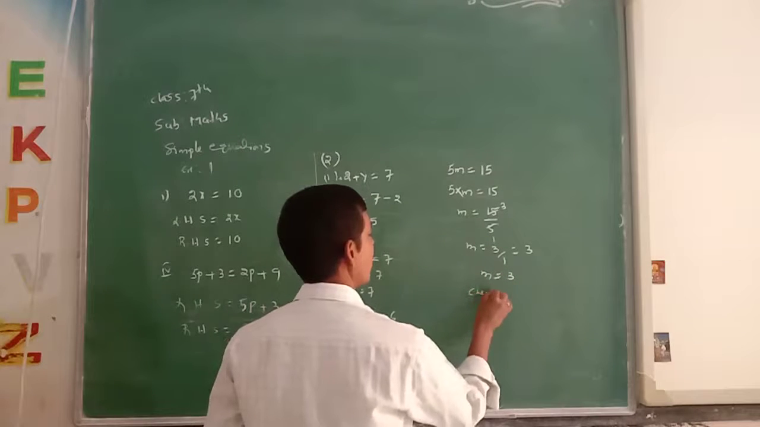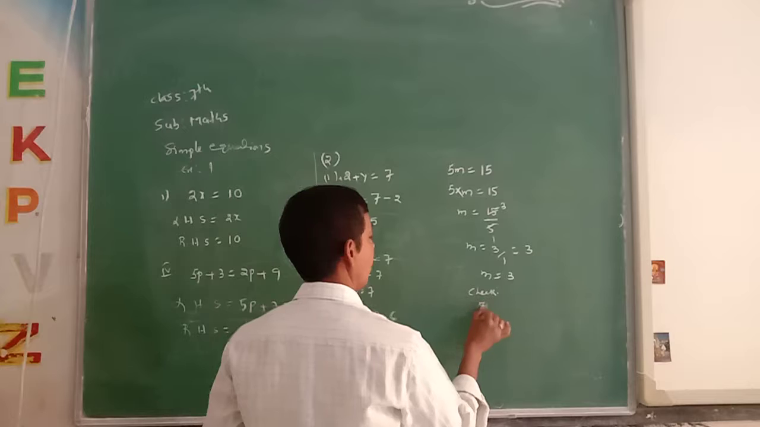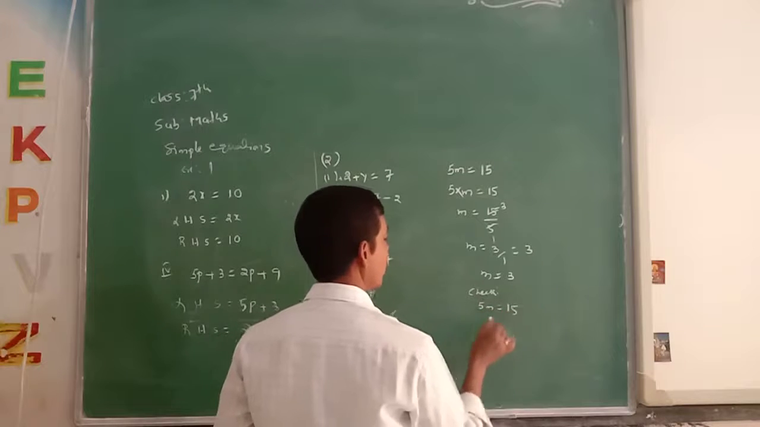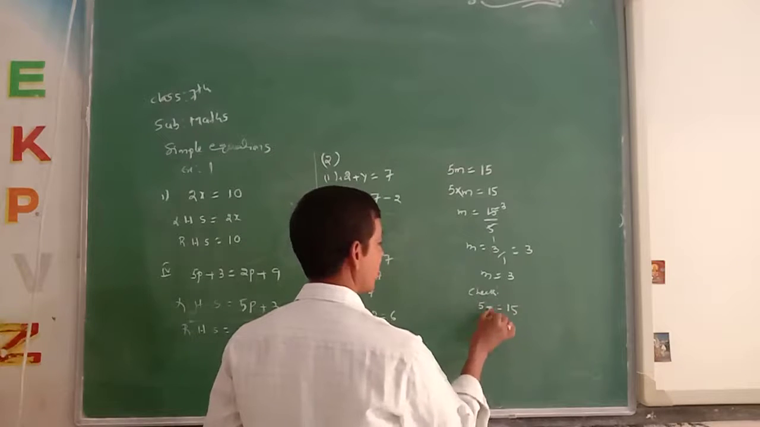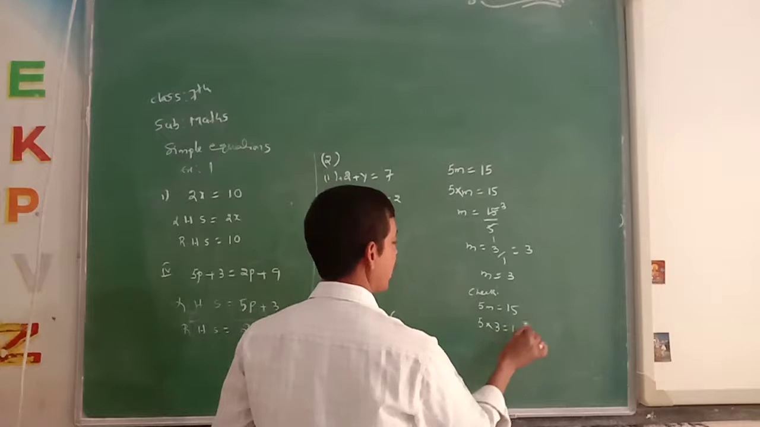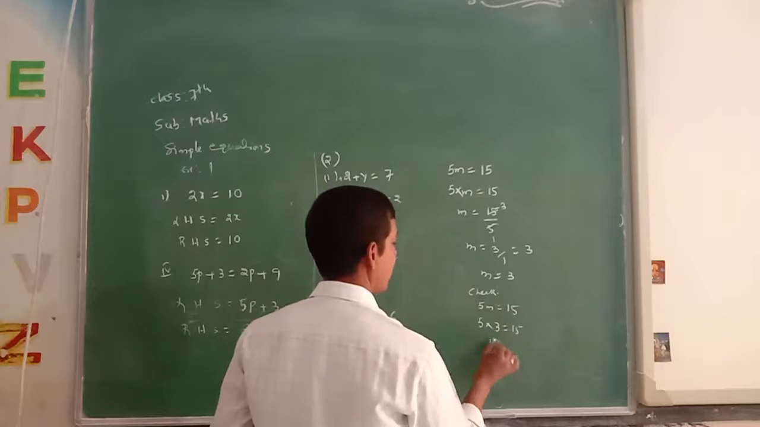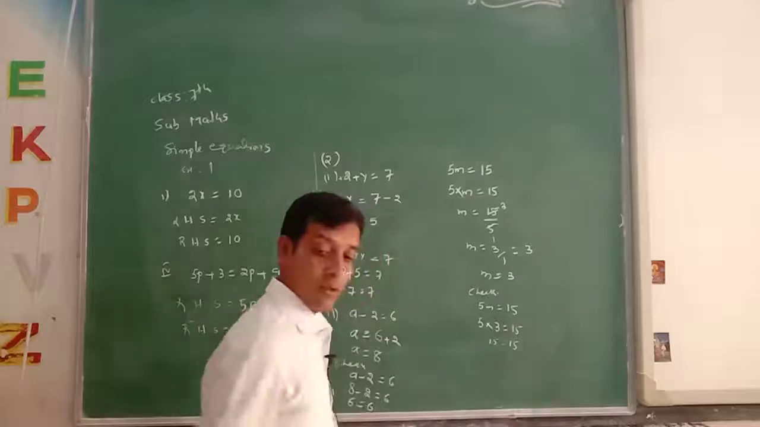Now, check this one. 5m is equal to what here? 15. Checking the number: 5 into m plus what is the number there? 3. 15. 15 is equal to 15. 15 is equal to what here? 15 only.